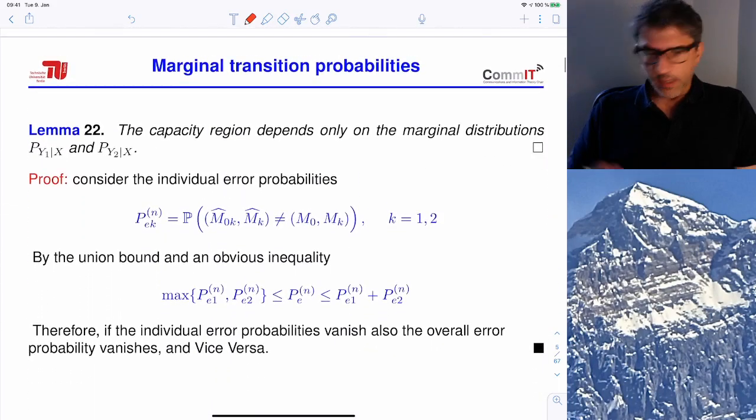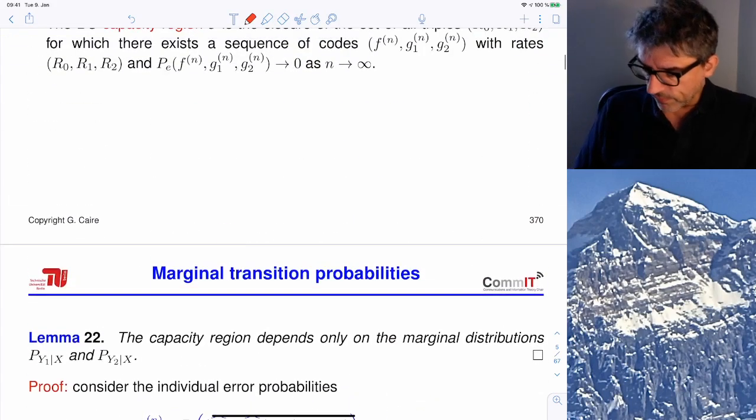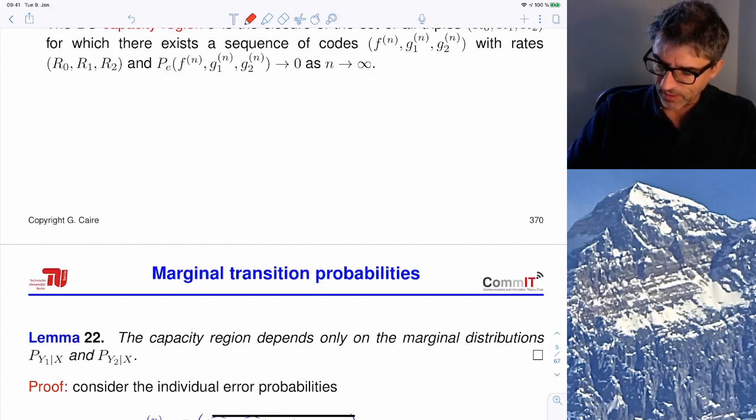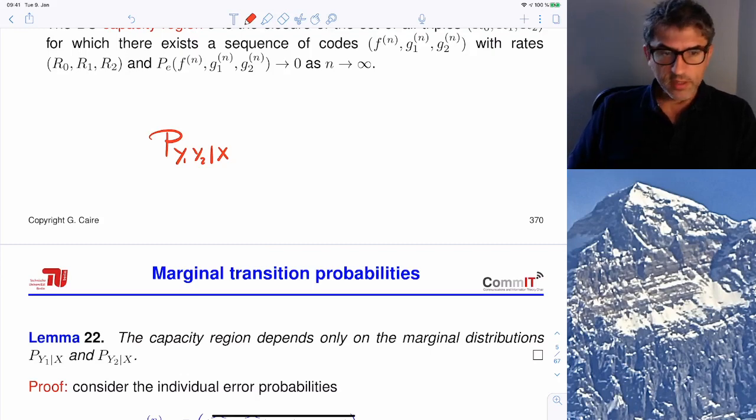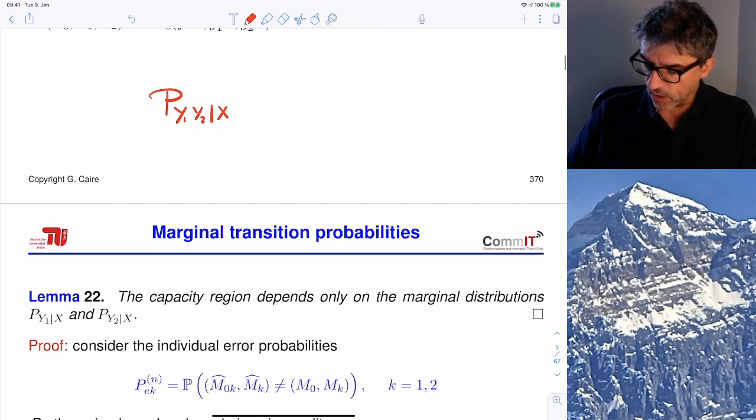So a first consideration is on the role of the joint conditional distribution that governs the channel, so in particular P(Y1, Y2 | X). And we find through a very simple argument that in fact the capacity region depends only on the two conditional marginals, which are P(Y1 | X) and P(Y2 | X).